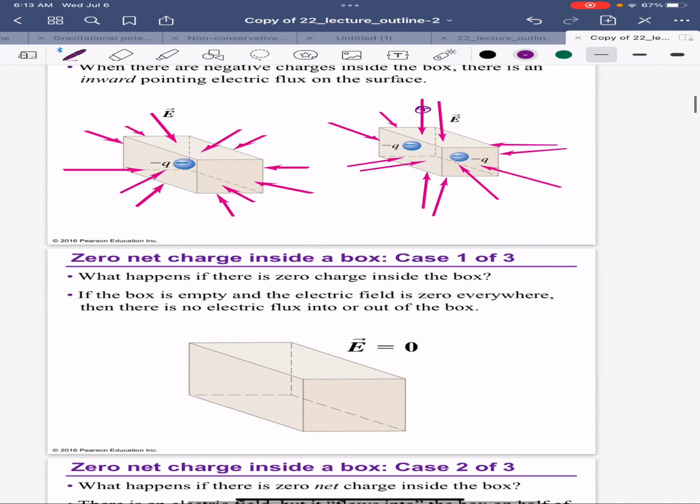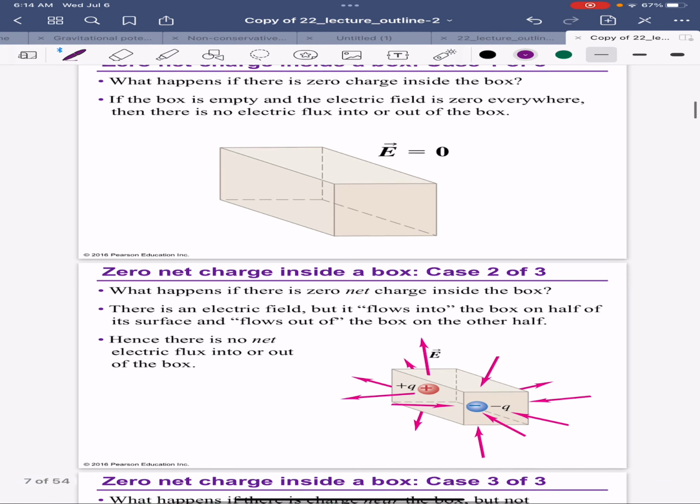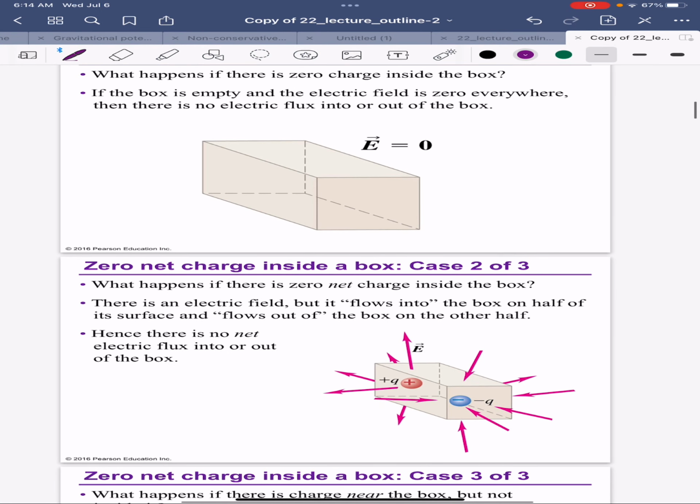What happens if there is no charge inside the box? Then the box is empty, and the electric field is zero everywhere, and we don't have any flux going into or out of that box. This is because I don't have charge. Also, what if I have one positive, one negative?